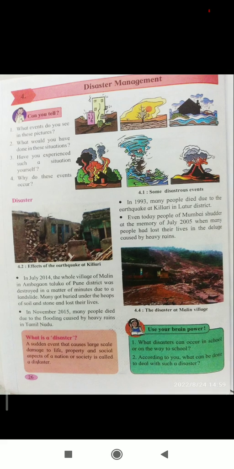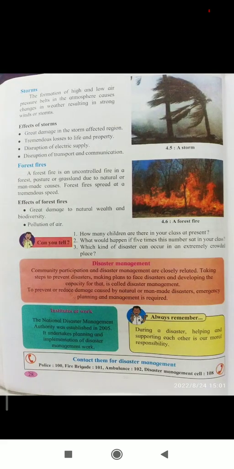Storms. The formation of high and low pressure belts in the atmosphere causes changes in weather resulting in strong winds or storm. Effects of storm are great damage to life and property, great damage in the storm affected region, disruption of electric supply, disruption of transport and communication. Forest fire. A forest fire is an uncontrolled fire in a forest, pasture or grassland due to natural or man-made causes. Forest fire spreads at a tremendous speed. The effects of forest fire are great damage to natural wealth and biodiversity, and pollution of air.